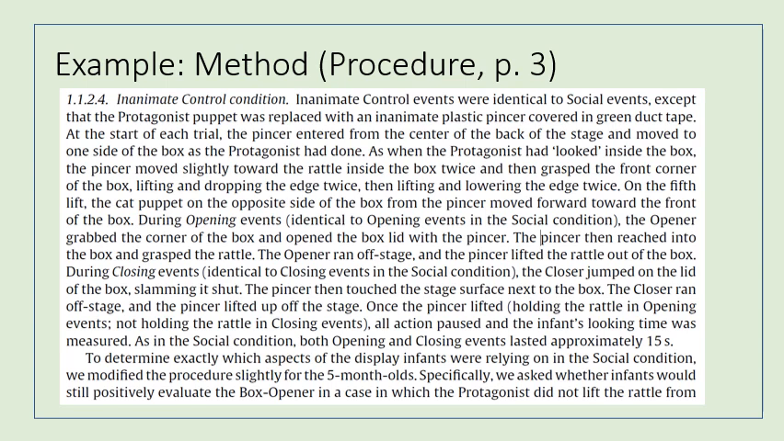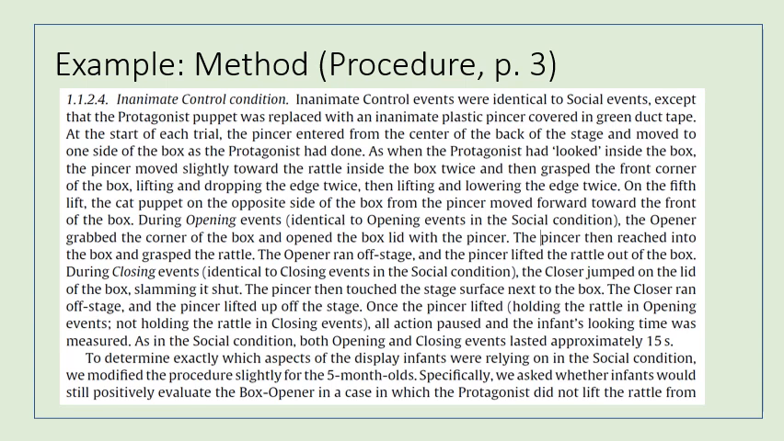Notice how specific they are. At the start of each trial, the pincher entered from the center of the back of the stage and moved to one side of the box as the protagonist had done. As when the protagonist had looked inside the box, the pincher moved slightly forward toward the rattle in the box twice, and then grasped the front corner of the box, lifting and dropping the edge twice, then lifting and lowering the edge twice. On the fifth lift, the cat puppet on the opposite side of the box from the pincher moved forward toward the front of the box.